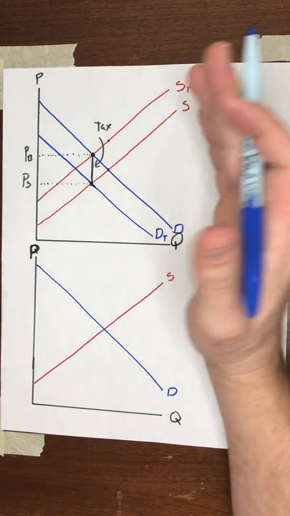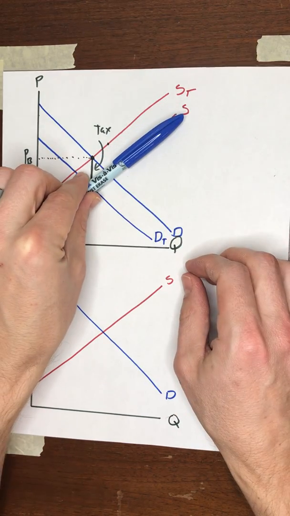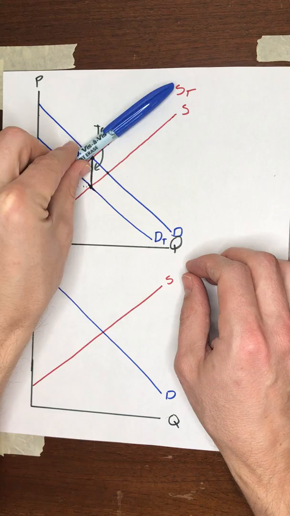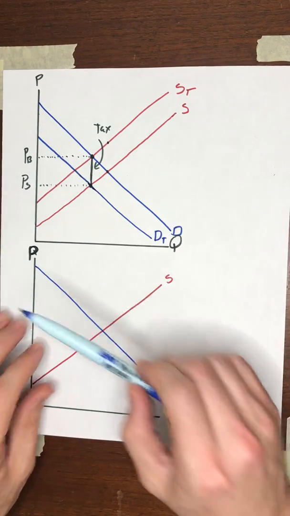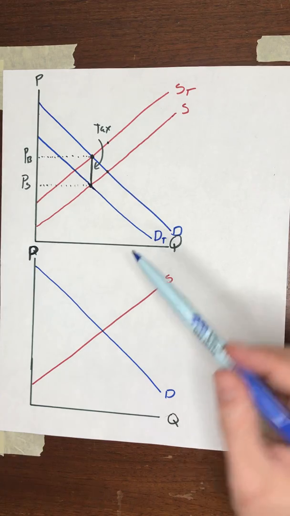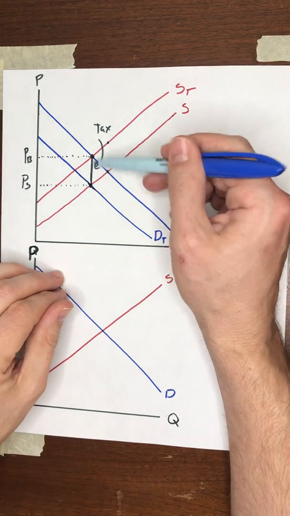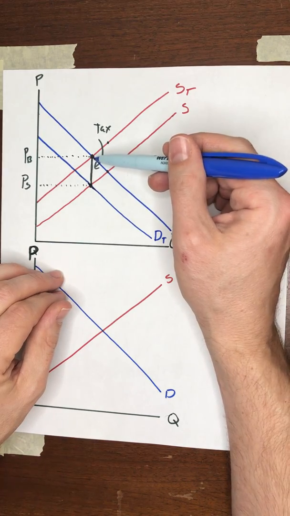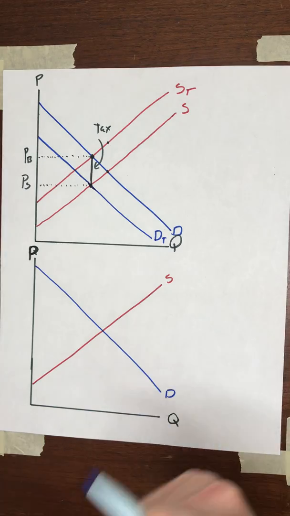So that's why it doesn't matter whether you tax the buyer or the seller, because what's going to happen is either the supply curve is going to shift up by an amount equal to the tax, or the demand curve is going to shift down by an amount equal to the tax. And whichever side you're collecting the tax from loses that money to the government. Okay, so either way, you get the same price to the buyer, same price to the seller.